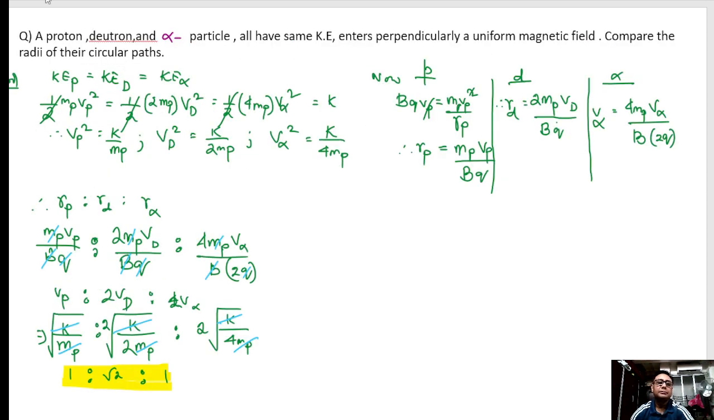Okay friends, now this is a very interesting sum. There are 3 particles, proton, deuteron and alpha particle. So let's first see what is a proton. Proton is a hydrogen 1,1. What is a deuteron? Deuteron is a hydrogen 2,1. What is an alpha particle? It is a helium 4,2. Okay, so please watch here.